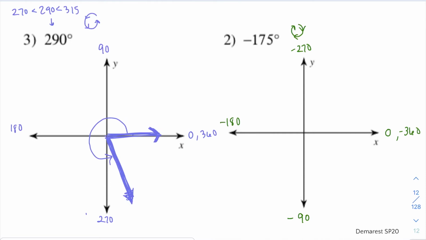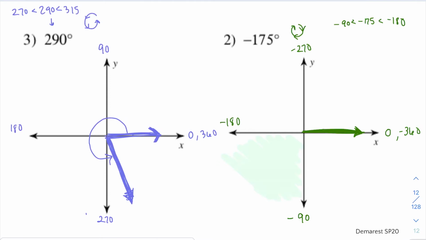And I'm trying to graph negative 175. So I see that negative 175 is between negative 180 and negative 90. So I'm going to put my initial side here because it always goes here. Your initial side is always on your positive x-axis. Okay, then I'm going to be in quadrant 3 because it's between negative 90 and negative 180.